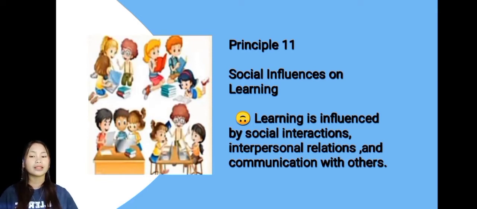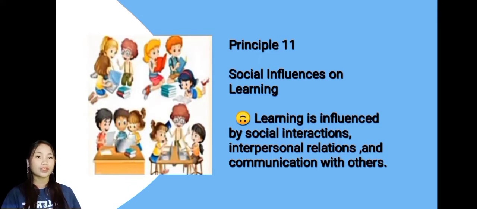This principle is the social influences on learning. Learning is influenced by social interactions, interpersonal relations, and communication with others. So, learning can be enhanced when the learner has the opportunity to interact and to collaborate with others on some instructional tasks.